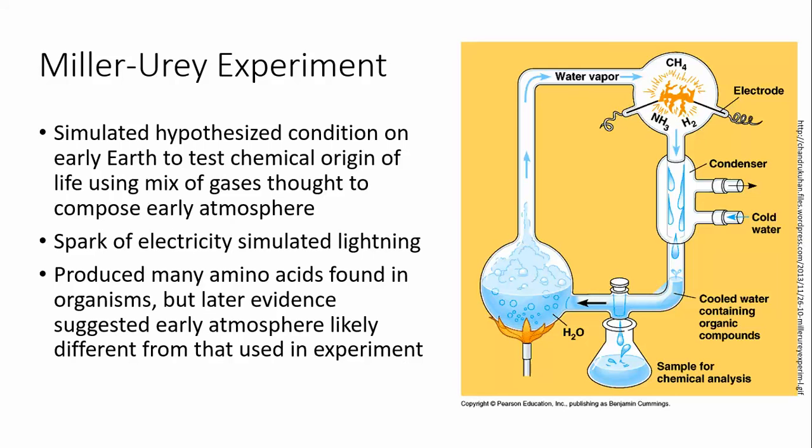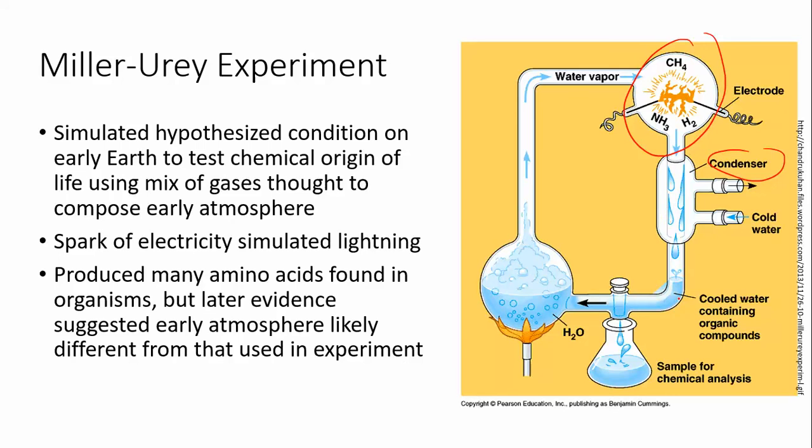The Miller Urey experiment was really pivotal in providing some evidence that the Oparin-Haldane hypothesis was possible. So what they did is they simulated some of these hypothetical conditions on early Earth. They put a mix of gases into a chamber that was the mix of gases that was hypothesized to be the early atmosphere. Then they had electrodes in there that would create sparks, which were there to simulate lightning. Then they had a condenser to simulate rain, because the water cycle would still have been in existence then.